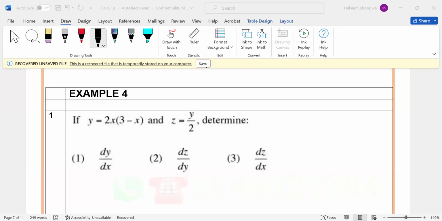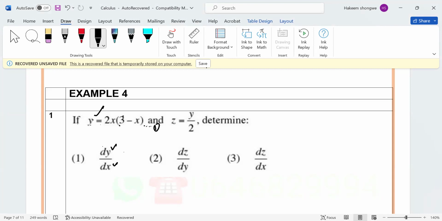Now, with example number 4, they say a learner should determine dy and dx. They gave us two equations. Let's look at this one, we can call it equation number 1. If we look at equation number 1, it has y and also has x. It satisfies the condition because I do have y as the subject. Can you see that?